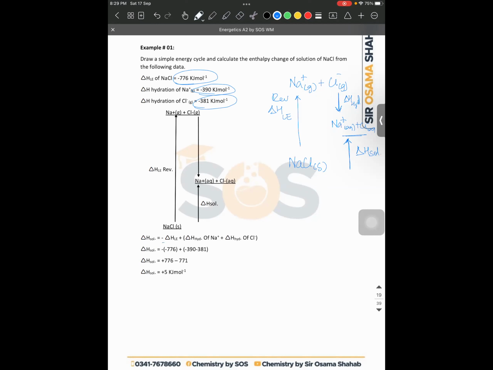We know that the reverse of lattice enthalpy plus hydration of sodium plus chloride will give you the enthalpy change of solution. So what is the lattice enthalpy over here? It is minus 776, and it is reversed, so we use the negative sign over here, and the sum of the hydration energies of sodium and chloride will give us 5 kilojoules per mole. It means that when you dissolve NaCl in water, it is a slightly endothermic reaction. It is slightly endothermic.